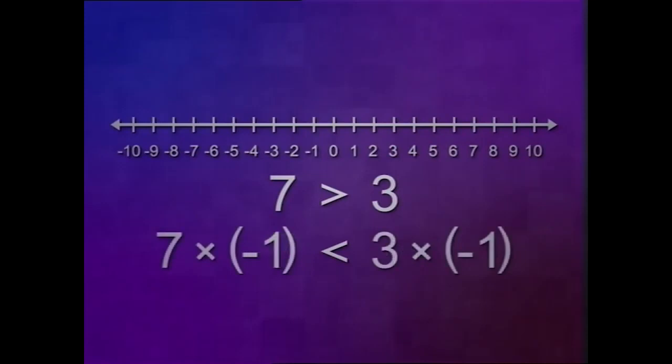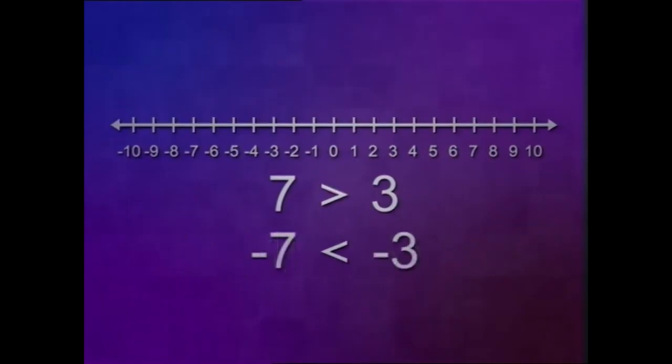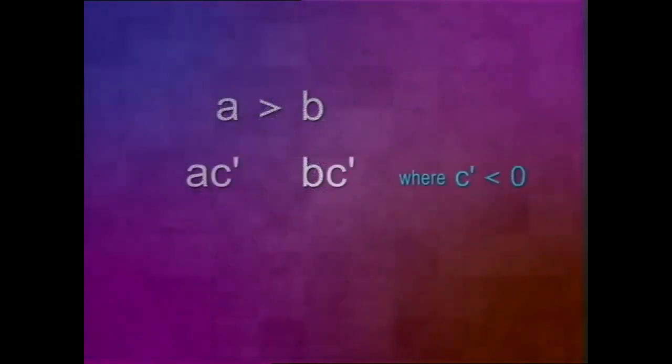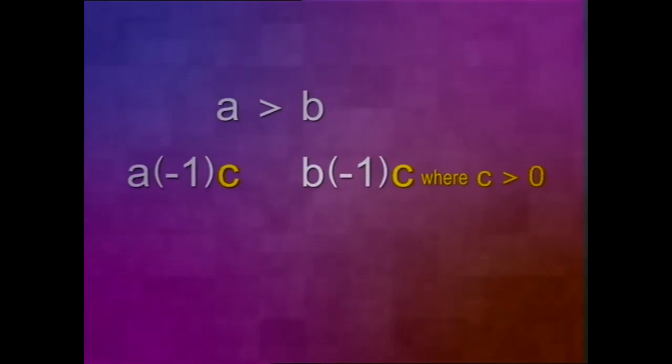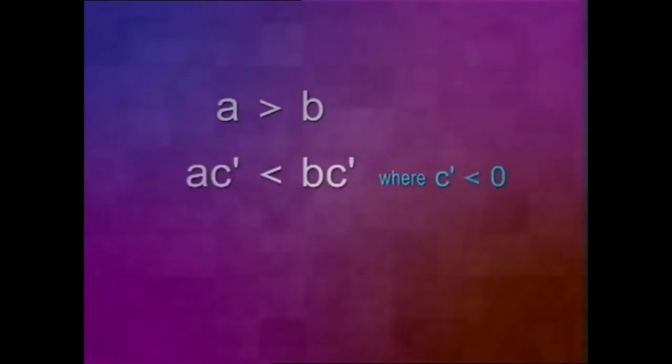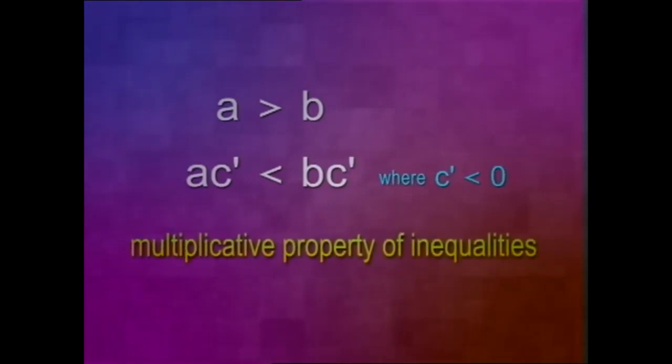Negative 7 equals 7 times negative 1. Negative 3 equals 3 times negative 1. That means when both numbers are multiplied by negative 1, the inequality sign will be reversed. Multiplying by a negative number is the same as multiplying by negative 1 and a positive number. Thus, the inequality sign is reversed. This is the multiplicative property of inequalities.